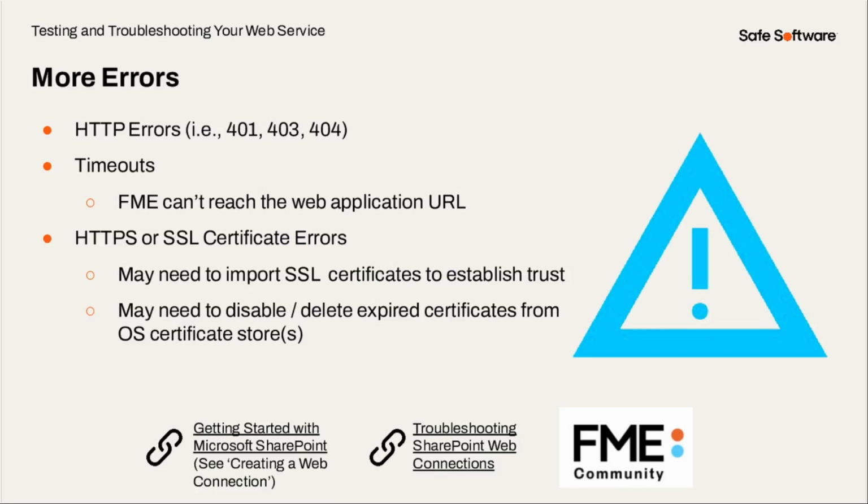Always make sure you can get into SharePoint outside of FME. That's pretty important. Check with your networking team. Do they have firewall rules that are preventing the connection? There's also some HTTPS and SSL certificate errors you can hit. You may need to, on FME Flow or FME Form, actually import SSL certificates to establish trust. You'd import those from your SharePoint site, and you may need to delete expired certificates from your operating system certificate store. There might be some invalid intermediary certificates there.